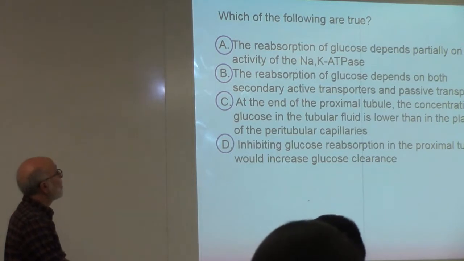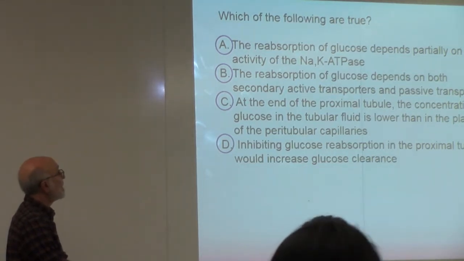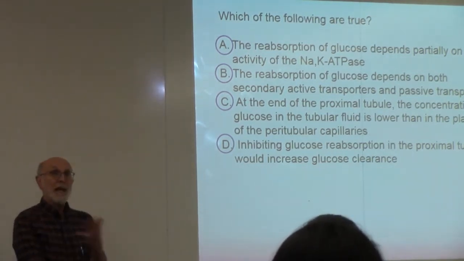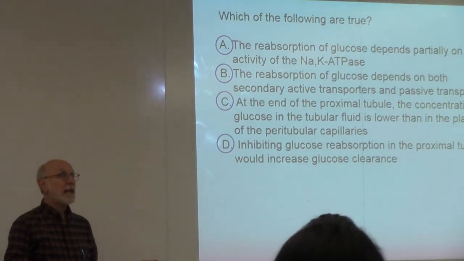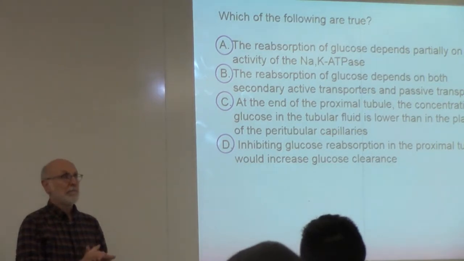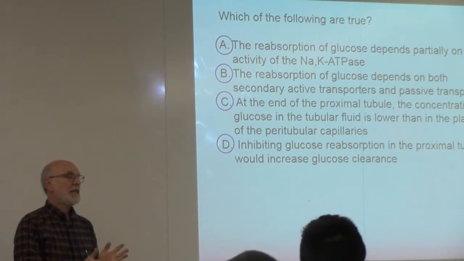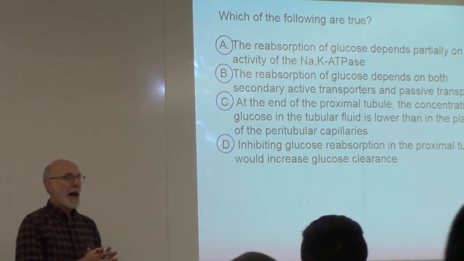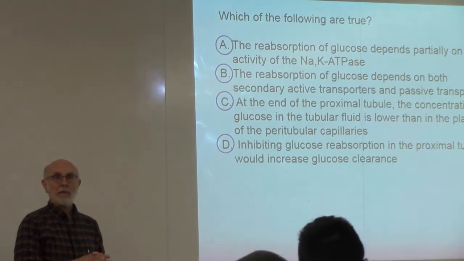The reabsorption of glucose depends on both secondary active transporters and passive transporters. Yes, SGLT is a secondary active transporter, and GLUT is a passive transporter. Apical membrane SGLT is secondary active, and basolateral GLUT proteins are passive.